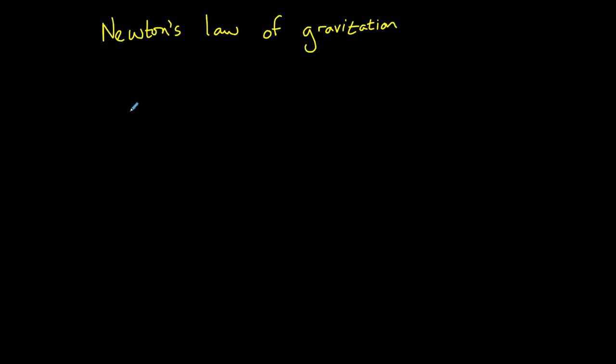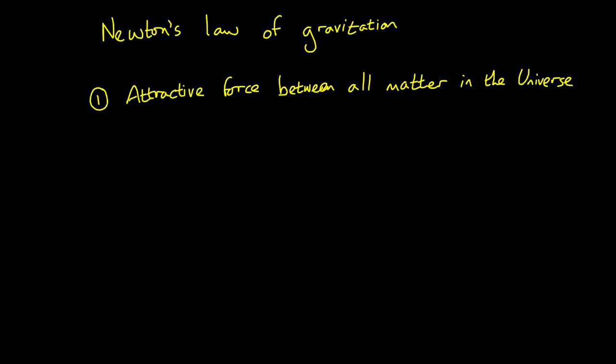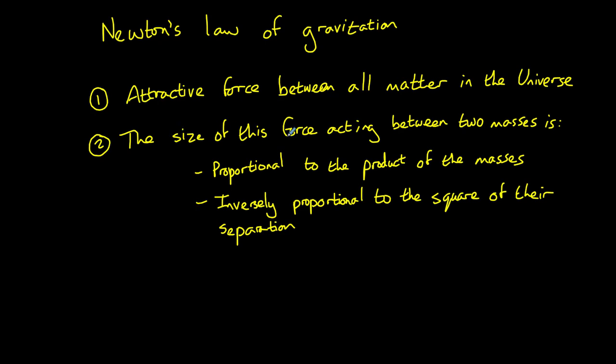His key claims were: an attractive force acts between all matter in the universe, and the size of this force acting between two masses is firstly proportional to the product of the masses and inversely proportional to the square of their separation. So we can write this as F is proportional to the product of mass 1 multiplied by mass 2. Sometimes we write it as a big M and a little m, sometimes we write it as mass 1, mass 2.